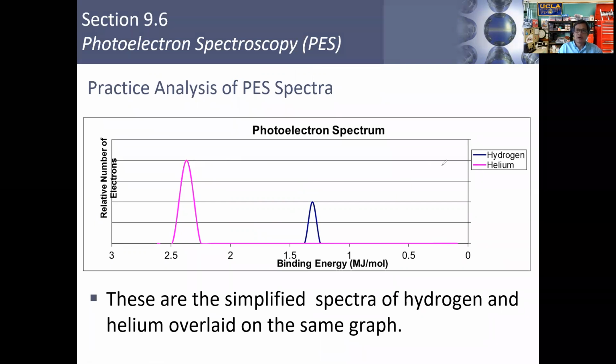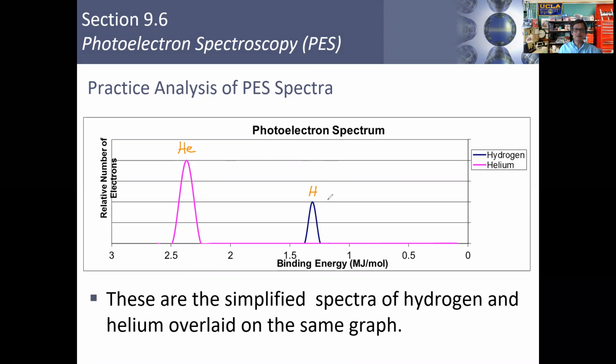Okay. So I've told you here that this is the photoelectron spectrum for hydrogen, and then this is the photoelectron spectrum for helium. So let's go ahead and write this in. This is for helium right here, and this is for hydrogen. Let's go ahead and analyze this for both atoms here. Okay. All right. First of all, let's look at the size of each one of these peaks first.